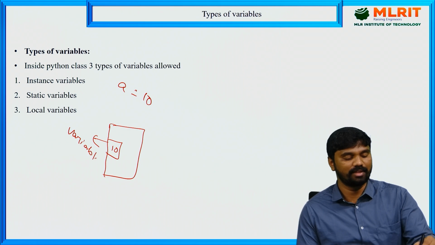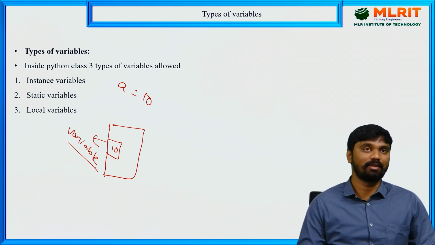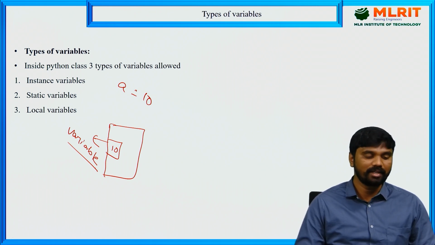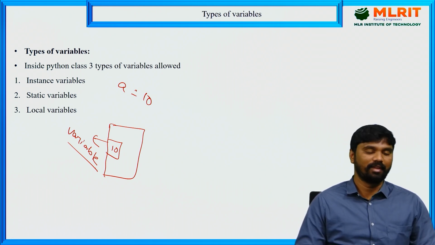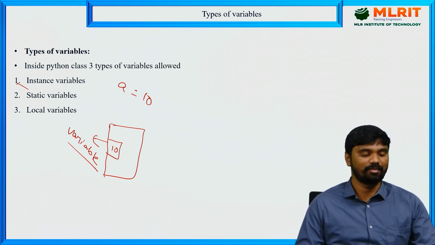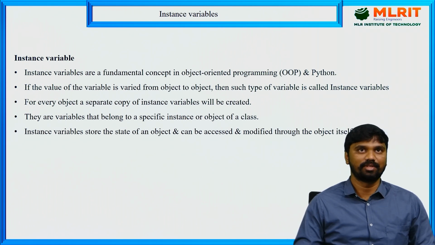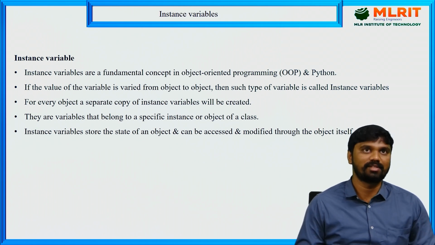Here the address represents the variable. So a variable represents the memory location or the memory address of the value. In a Python class we have three types of variables. One is the instance variable, the second is the static variable, and the third is the local variable. Now, first we'll discuss the instance variable.